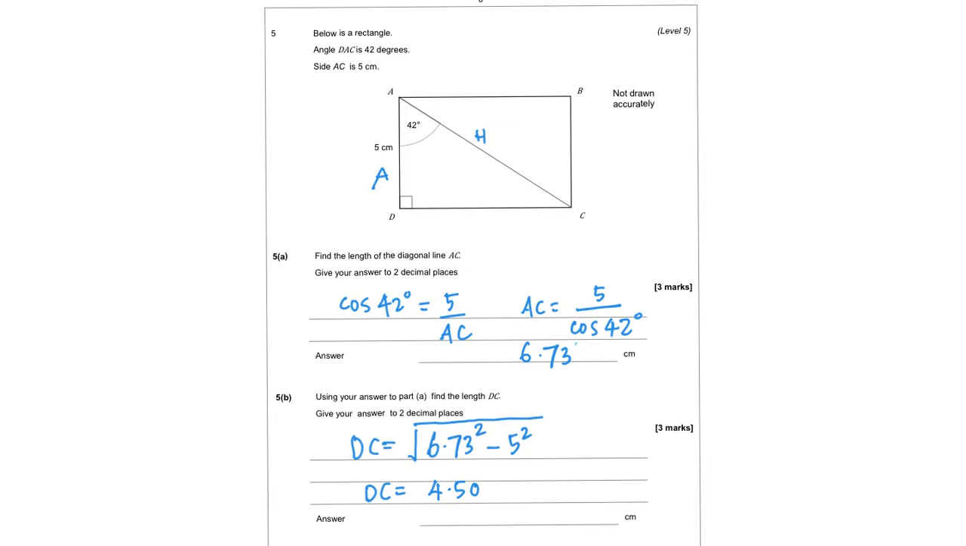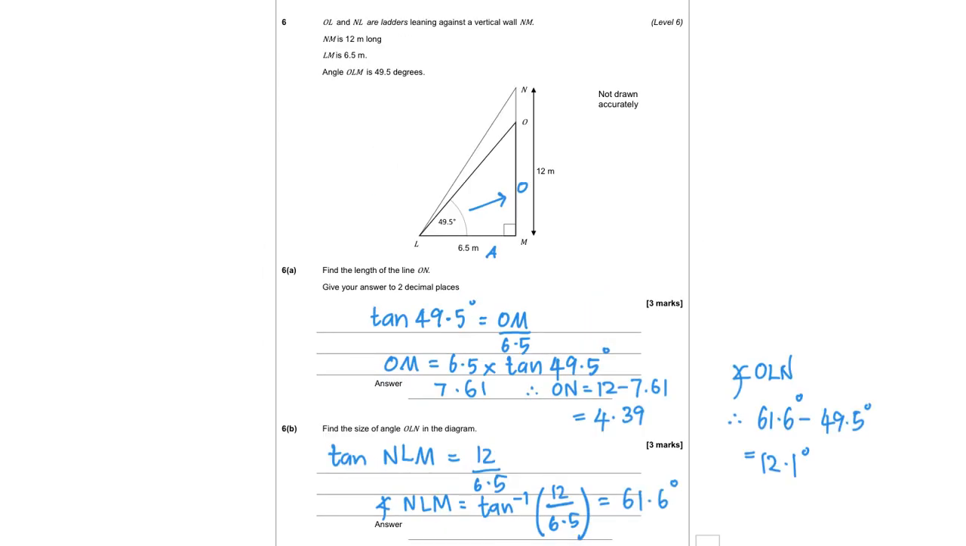And so this one, use part A to find the length of DC. For the length of DC, we have the hypotenuse 6.73. We have one of the sides, so we can use Pythagoras theorem. 6.73 squared minus 5 squared. Square root of those, we get 4.50. Okay, right.